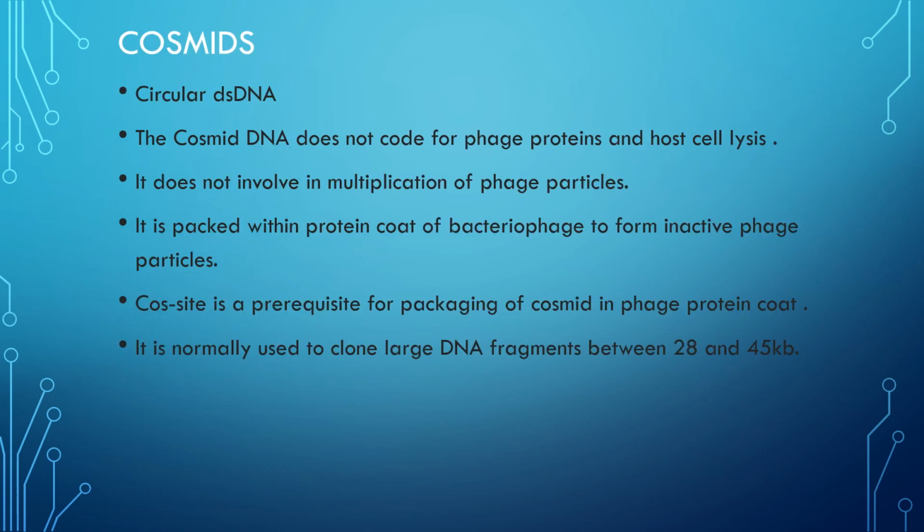Cosmids. These are circular double-stranded DNA. The cosmid DNA does not code for phage proteins and host cell lysis. It is not involved in multiplication of phage particles. It is packed within the protein coat of bacteriophage to form inactive phage particles. The cos site is a prerequisite for packaging of cosmid in the phage protein coat. It is normally used to clone large DNA fragments between 28 and 45 kb.